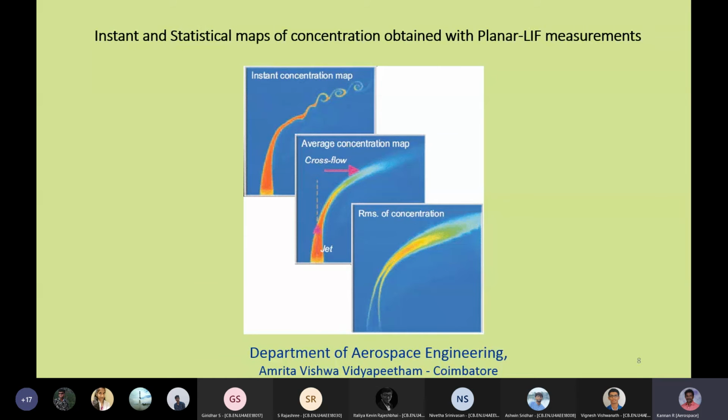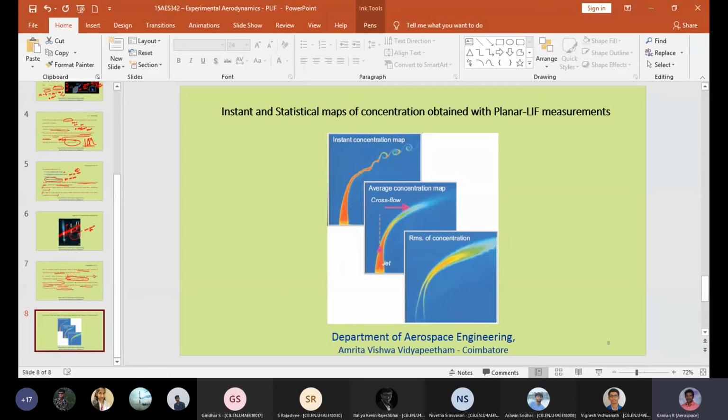Any questions, sir? Any question? Sir, why is the RMS measured here, sir?